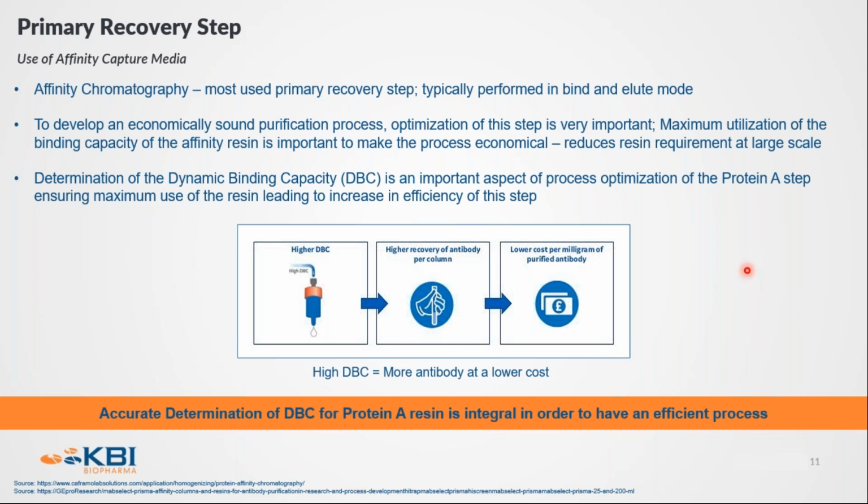Once we have selected our resin based on the DBC, we can proceed further on the optimization path. Higher DBC means we are able to process more protein using a lower volume of resin. That means we are using the resin to its max capacity, and what it does is lower the overall cost of your drug. So we can see that the accurate determination of DBC for the protein A resin is very important to have an efficient process.